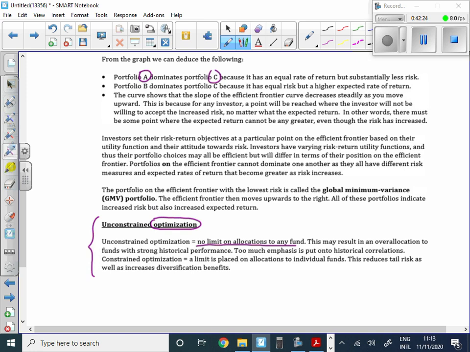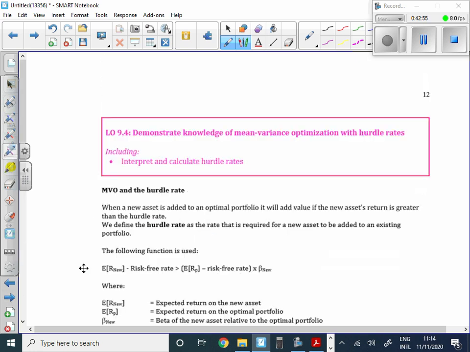A constrained optimization, I put certain constraints in place. In other words, you can only invest 5% per fund. You cannot do short sales. Whatever other constraints we put into place, this reduces tail risk as well as increasing diversification benefits, because I'm not unconstrained, which may result in me investing only in one fund. Perhaps I've now put constraints in place that will make sure that I am more diversified.